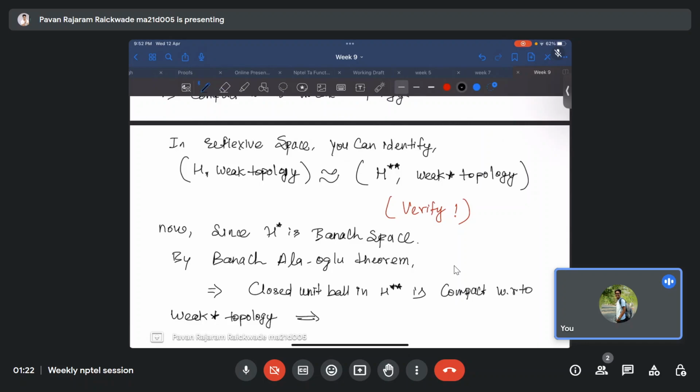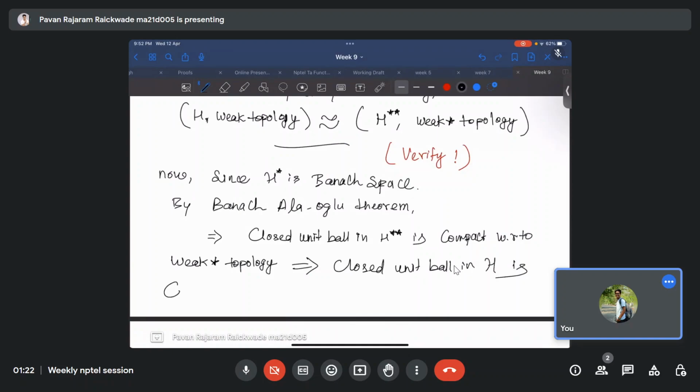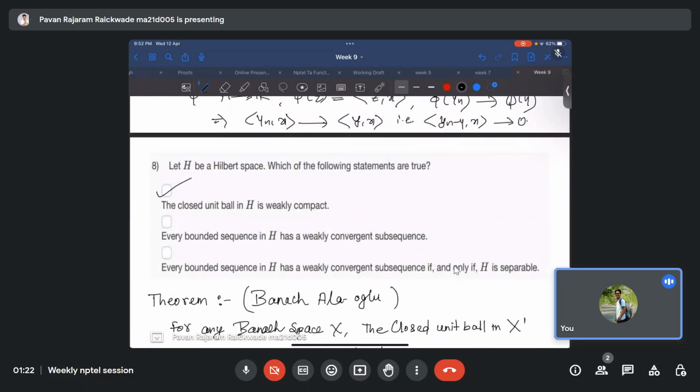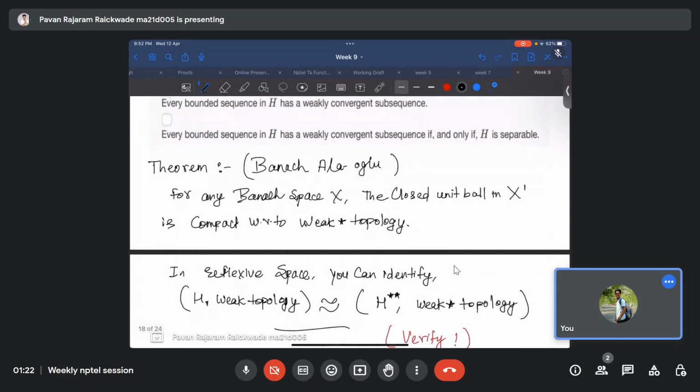But as we have seen from this, the closed unit ball in H is compact with respect to the weak topology. That's it. The closed unit ball in H is weakly compact. So it's just the use of two theorems in a way.